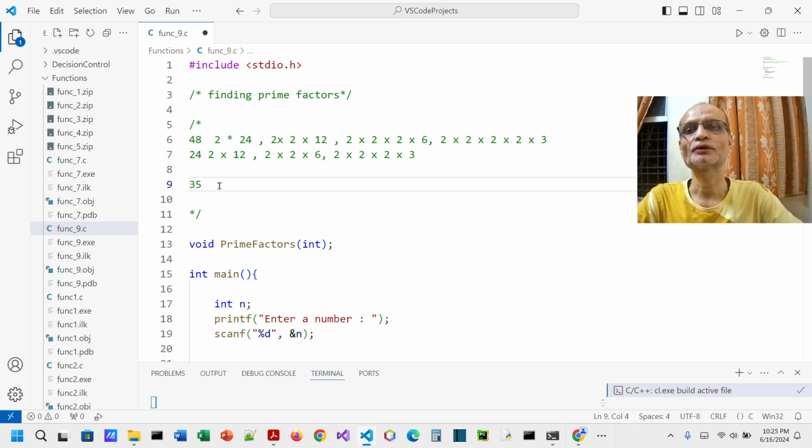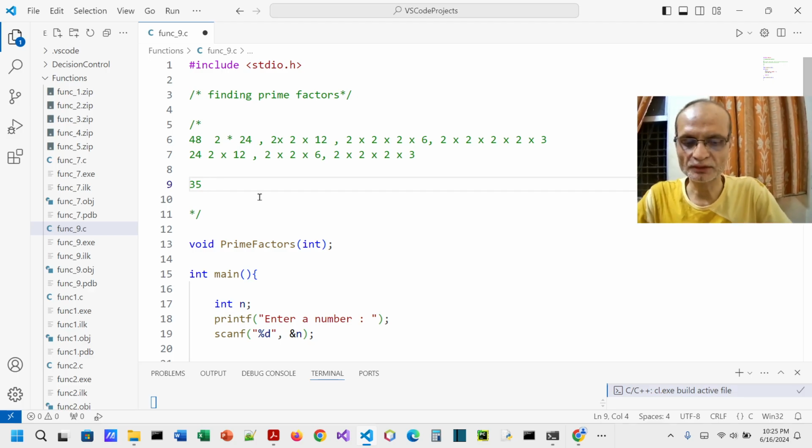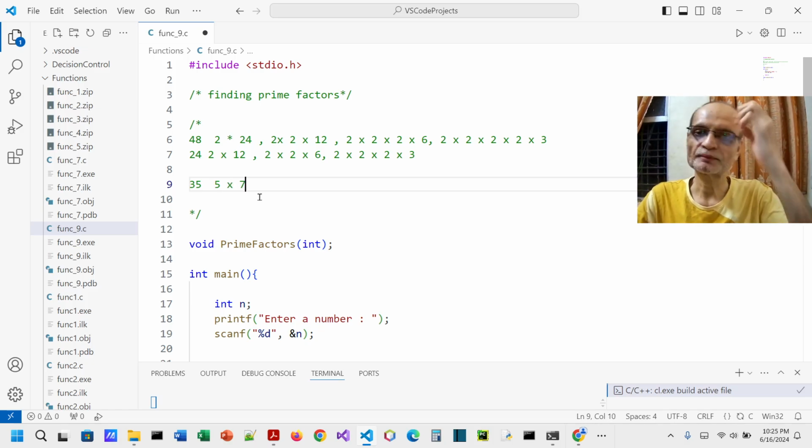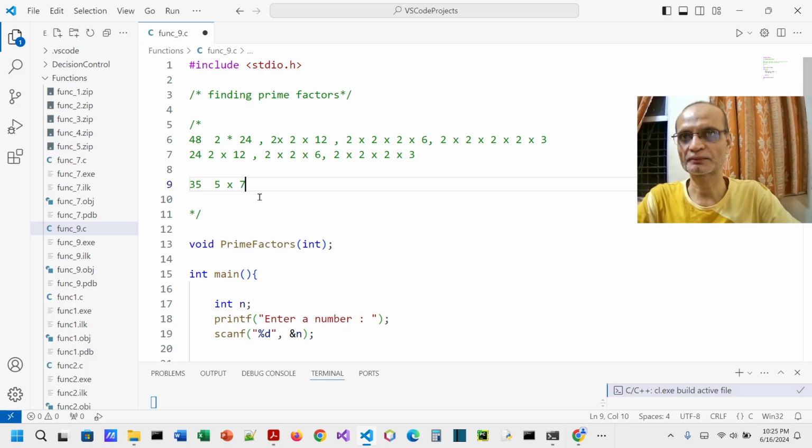You first divide it by 2. Obviously 2 you can't divide. Then you proceed forward. You divide it by 3. Again 3 you can't divide 35. Then you go to 4. You can't divide by 4. Then you divide it by 5. Obviously 5 works. 5 sevens are 35. So essentially your prime factors now are 5 into 7. Why? Because 5 you cannot break further. Similarly 7 you cannot break further. So that's the way typically you get the prime factors for a particular entered number.